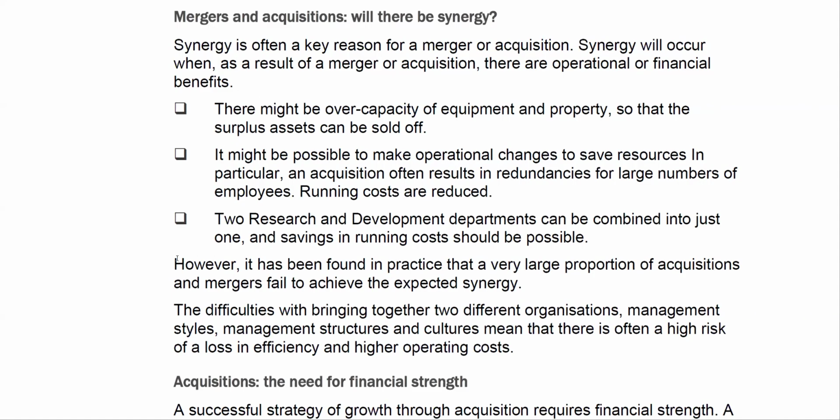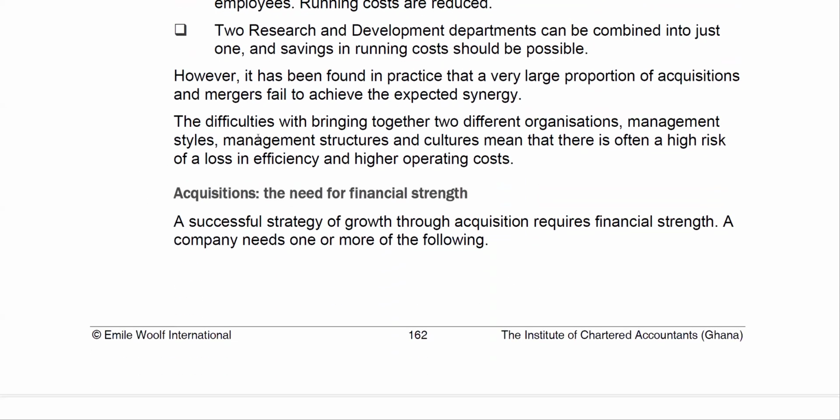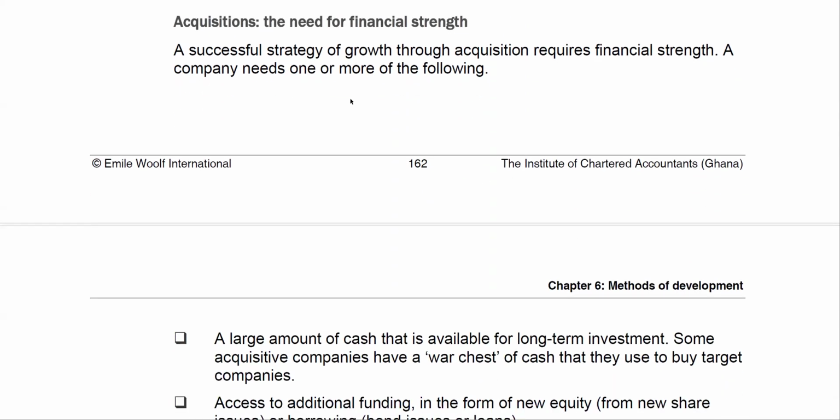Okay. So, however, it has been found in practice that a very large proportion of acquisitions and mergers fail to achieve the expected synergy that they want. And the difficulties with bringing together two different organizations, management styles, management structures, and cultures mean that there is often a high risk of a loss in efficiency and higher operating costs. Okay, so let's look at acquisitions and the need for financial strength. Now, a successful strategy of growth through acquisition requires financial strength. Now, a company needs one or more of the following.